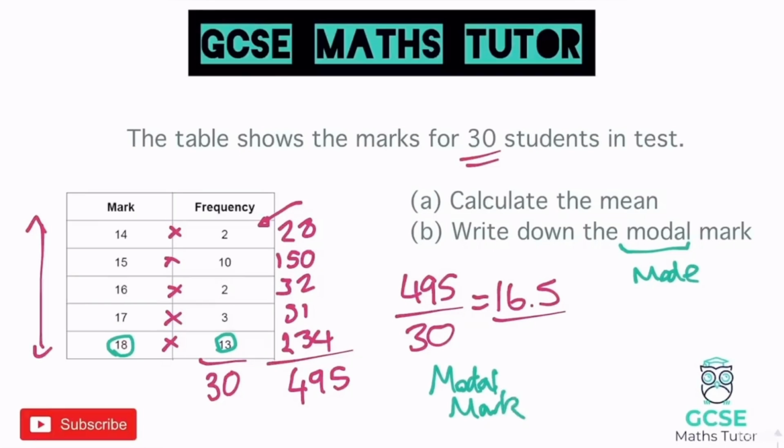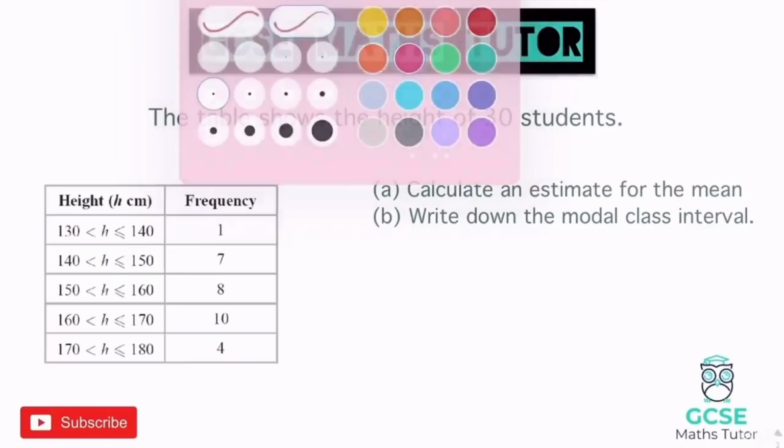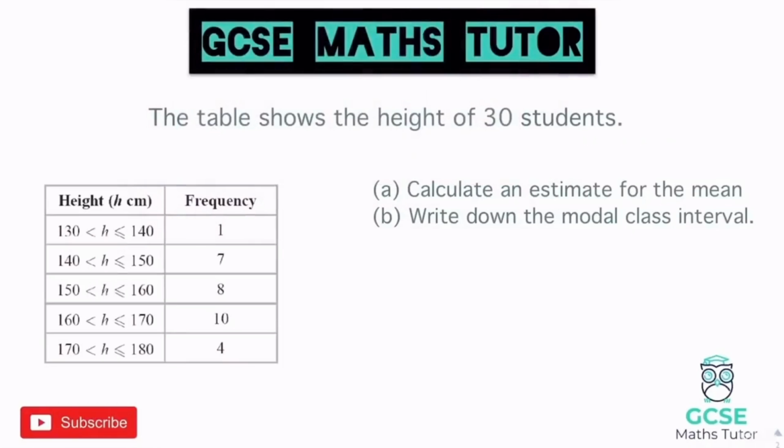Okay, because 13 people got that, and that's the highest there in that frequency table, so 18. Now this question is very similar. It shows the height of 30 students. It says calculate an estimate for the mean, and then again write down the modal class interval.